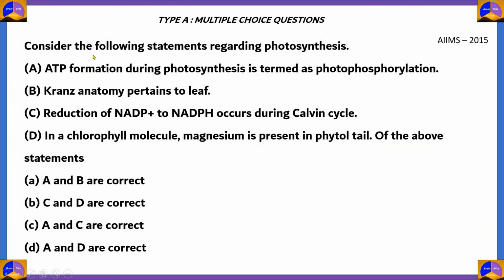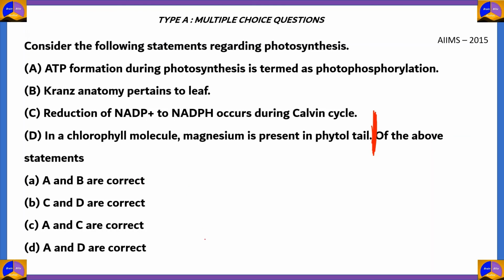Now we've reached our final question. Consider the following statements regarding photosynthesis. Let's read out the statements. Statement A, ATP formation during photosynthesis is termed as photophosphorylation. And B, Kranz anatomy pertains to leaf. C, reduction of NADP plus to NADPH occurs during Calvin cycle. D, in a chlorophyll molecule, magnesium is present in phytol tail. This is the end of statement D. Of the above statements, we need to find out which of these options is correct.